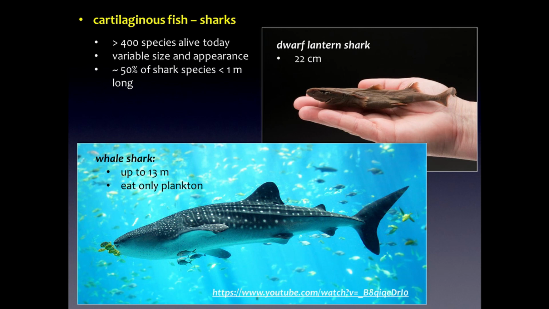Here we have a dwarf lantern shark that you can basically hold in your hand. Nothing that you're going to have to worry about eating you alive. Then we have the whale shark, up to 13 meters in length, one of the largest animals on the planet. These guys eat mostly plankton. And we find that most shark species, at least over half of them, are approximately a meter long or less. So sharks sometimes aren't these great big predators that you think of, floating around the sea, wanting to eat everything in its path. Sometimes they're very small creatures that won't even bother you.